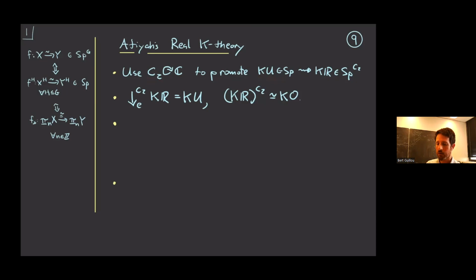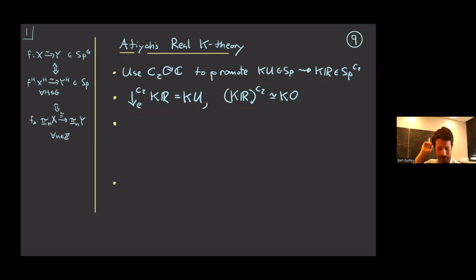But the point is that we have an action of C2 on the complex numbers itself via complex conjugation. And if you keep track of that, then you can think of KU as something with a C2 action. And so then this is the spectrum KR. It's just KU, but keeping track of this complex conjugation action. By definition, the underlying spectrum of this is KU. And this was introduced by Atiyah, and what he showed is that the fixed points are KO.